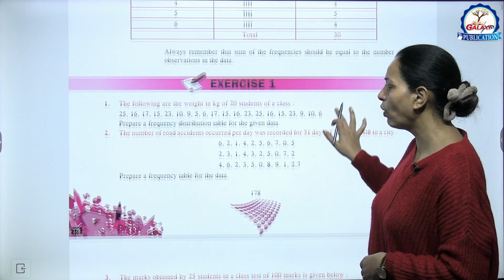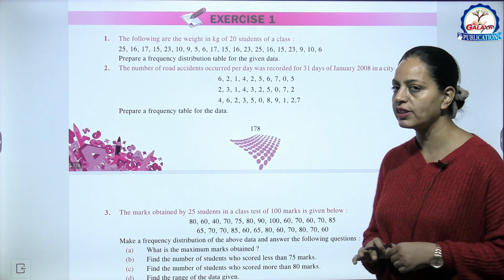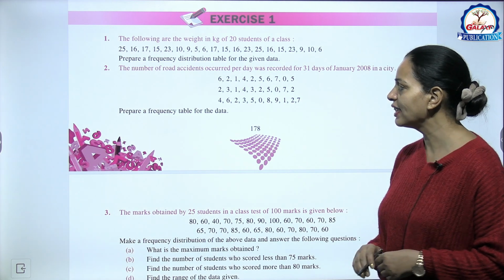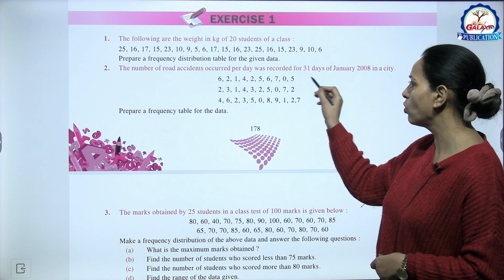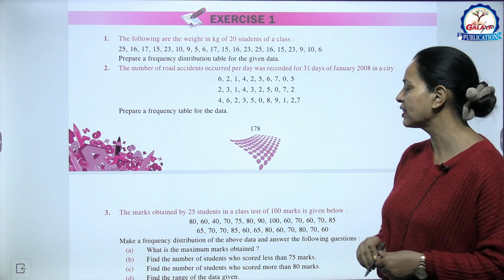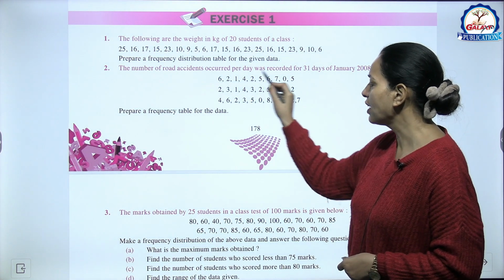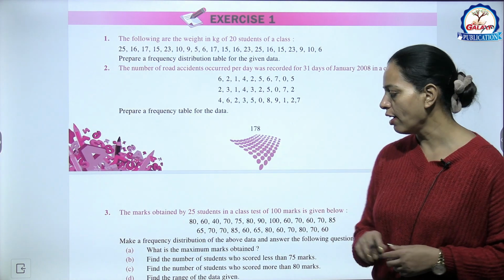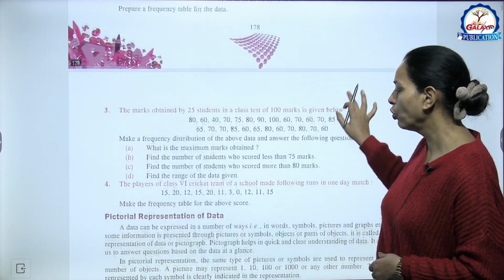Now exercise 1 based on such type of examples, like see second question, the number of road accidents occurred per day was recorded for 31 days of January 2008 in a city. So here these are the numbers. Then prepare a frequency table for the data. So you can try this one on your own.